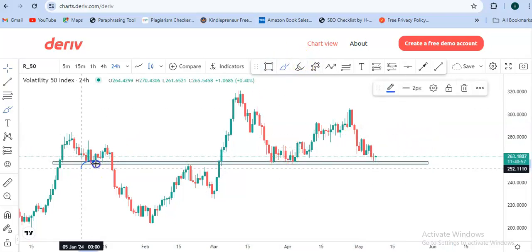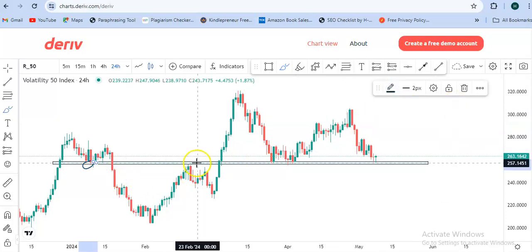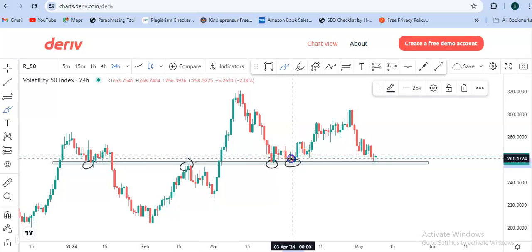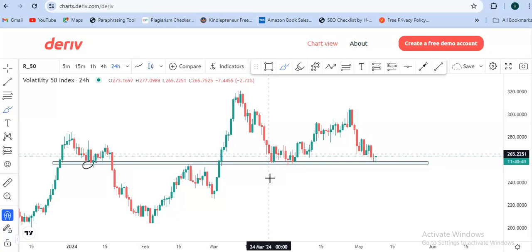This zone, you have market bought from here. We're going to change this color to black, and market also sold from here. Market bought from here, market bought from here. And market is now trying to buy from here. Yesterday's candlestick on getting here, it rejected. So now we are expecting the market to buy.